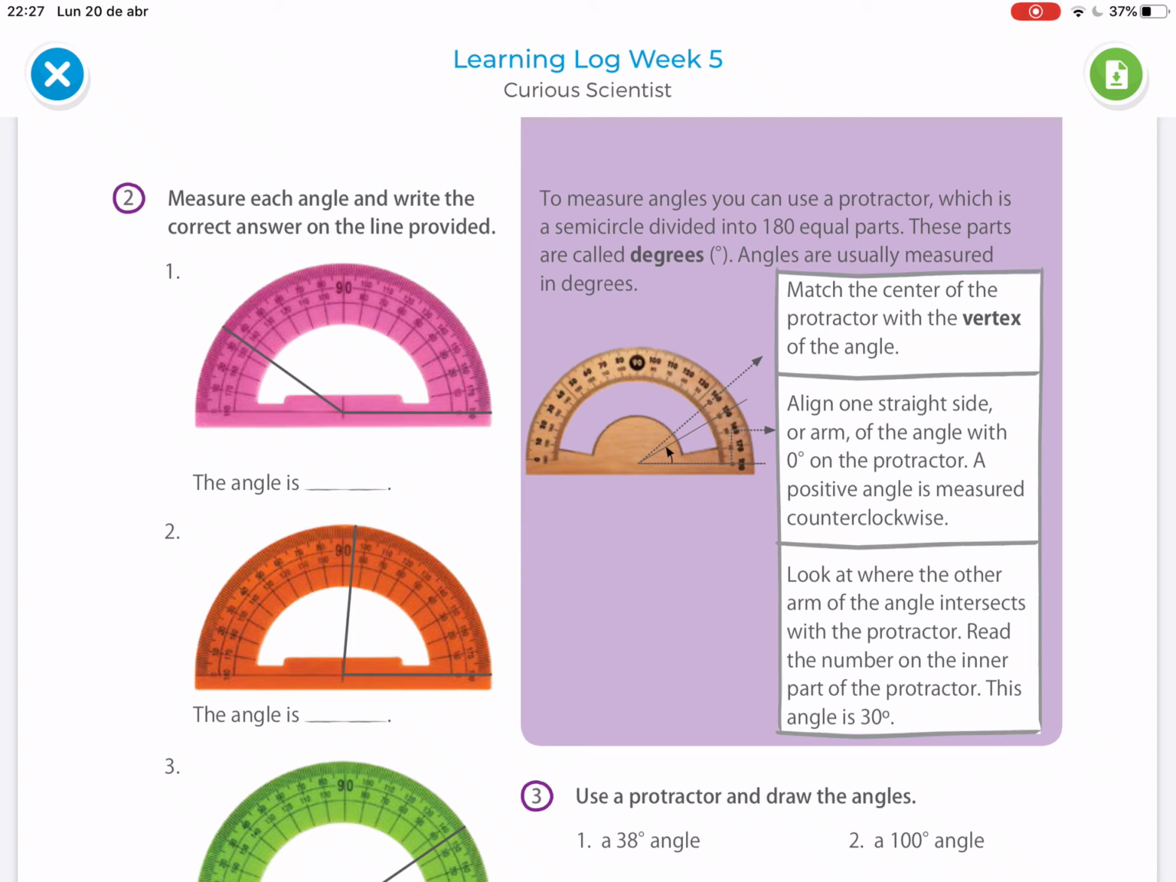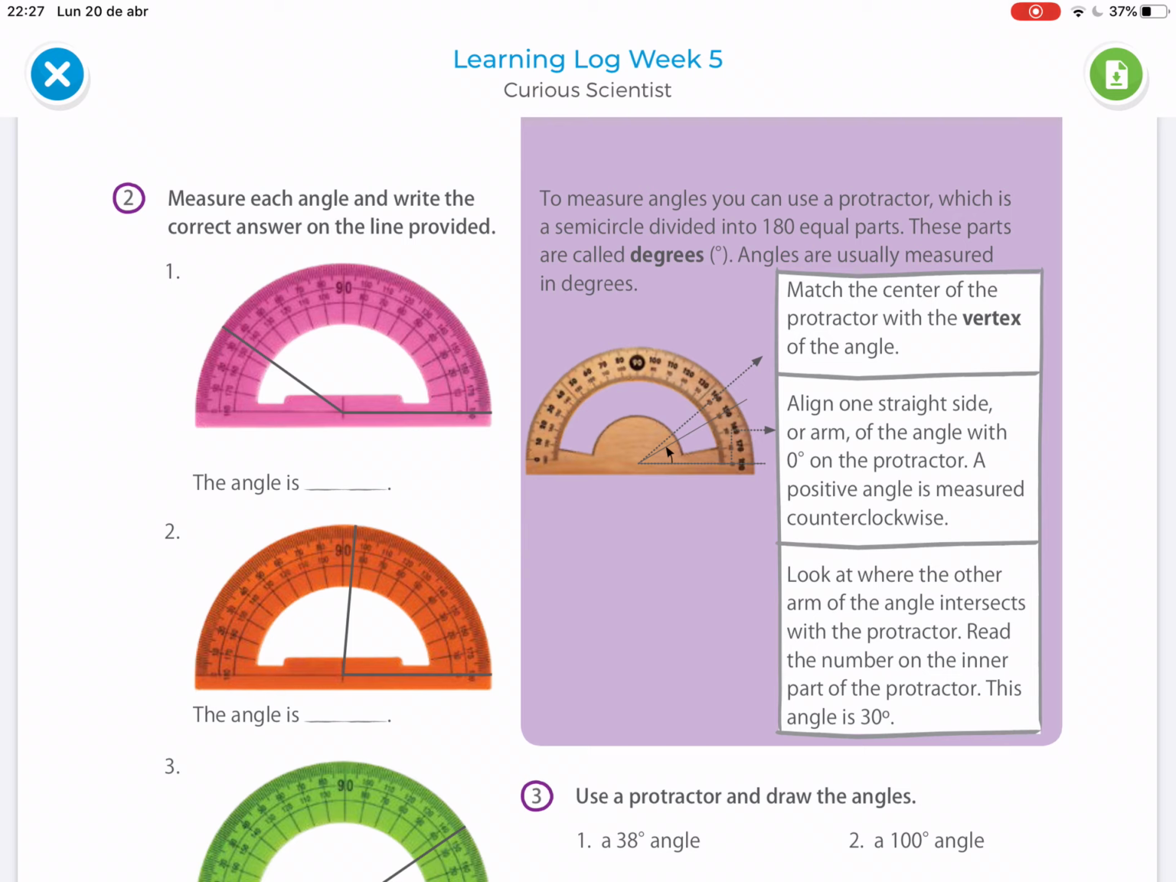So it says match the center of the protractor with the vertex of the angle. Align one straight side or arm of the angle with 0 degrees on the protractor. A positive angle is measured counterclockwise. Look at where the other arm of the angle intersects with the protractor. Read the number on the inner part of the protractor. The angle is 30 degrees.